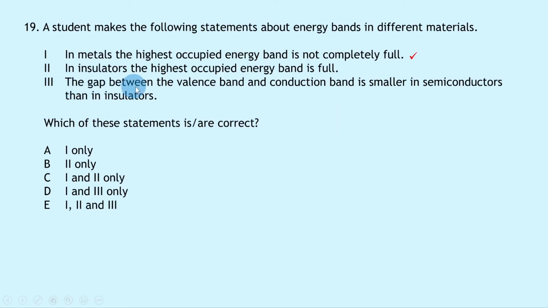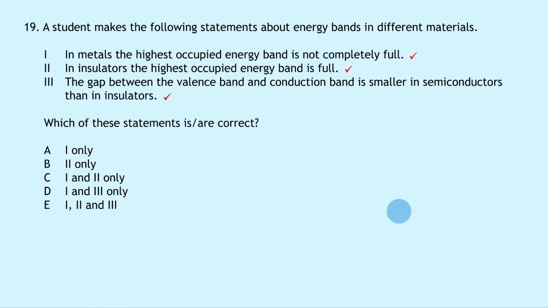For statement 2, in insulators the highest occupied energy band is full. Well, that is also true because remember in insulators the highest occupied energy band is the valence band because there's no electrons in the conduction band. So the highest occupied band is full because the valence band is completely full and the conduction band is completely empty.